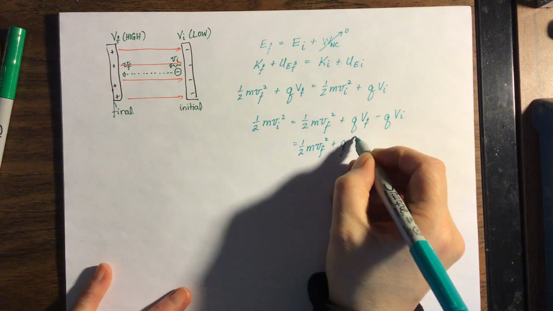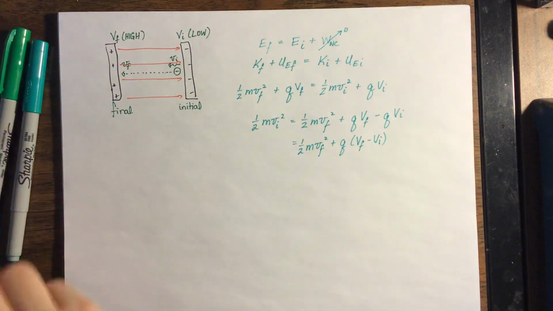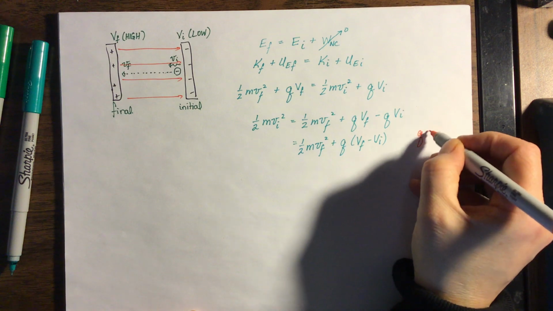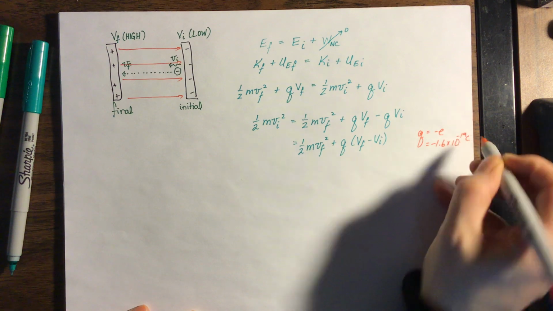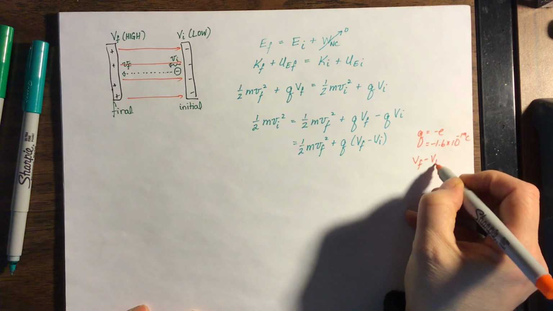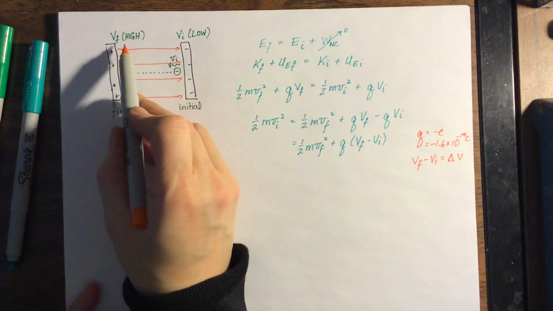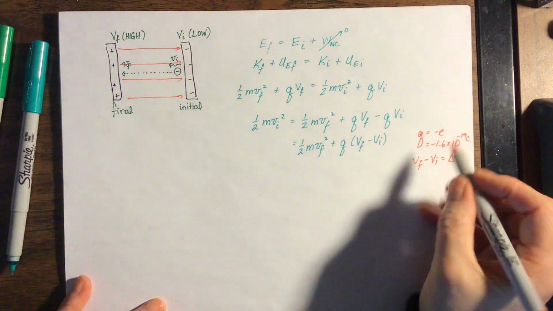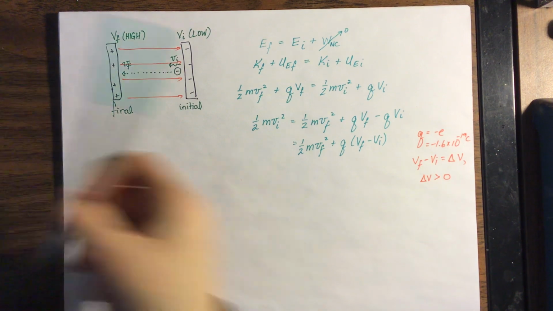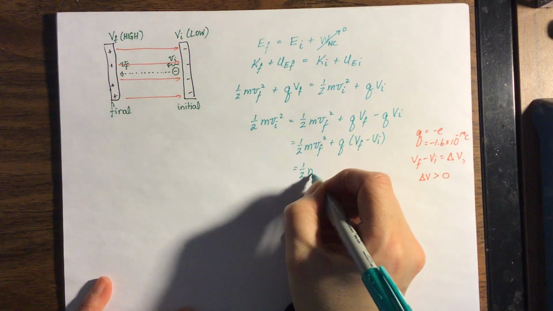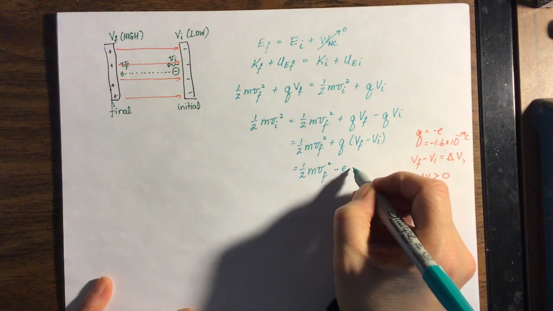So I'll take my Q outside. Now I'm going to put in two things. Q means the charge of my electron, so that's minus e. And VF minus VI, that's our change in potential, delta V. And we see that since our VF is high and our VI is low, delta V is a positive number. So this equals 1/2 times m times Vf squared minus e, so my charge is minus e, times delta V.